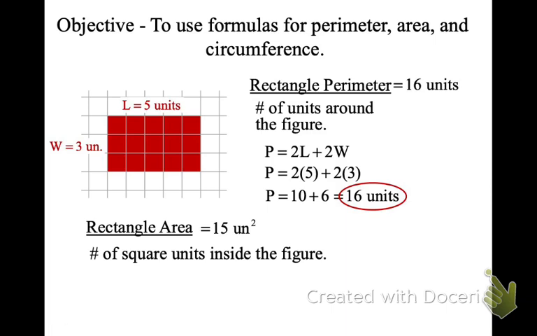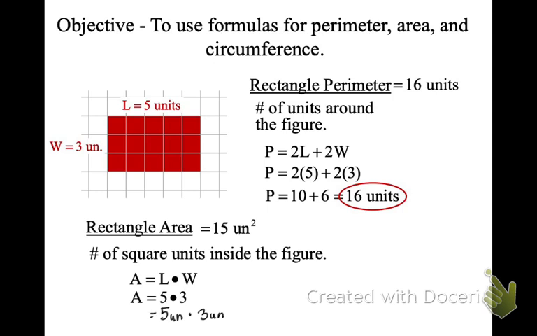Now, if we know the formula, instead of counting all the boxes, because imagine if there's 100 or 1,000 boxes, nobody wants to sit there and count 1,000 boxes. So let's try using the formula. The formula for a rectangle's area is length times width. Again, the long side is the length, so I'm substituting 5 in, and the short side is the width, 3 units. Now notice, we're really substituting in. I'm going to actually draw on top here. 5 units times 3 units.